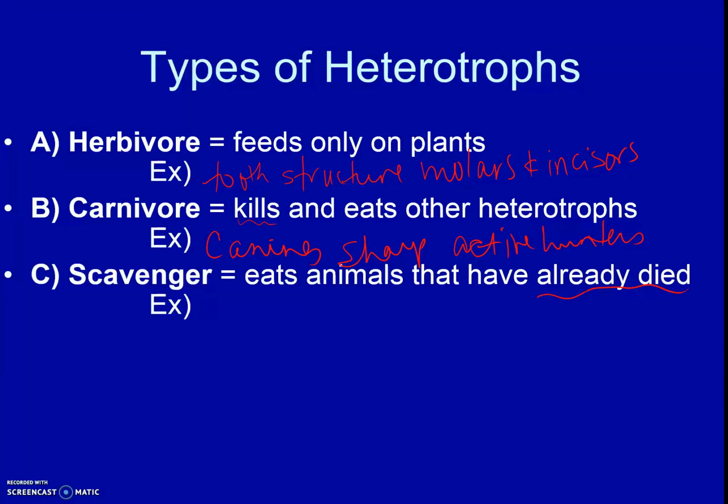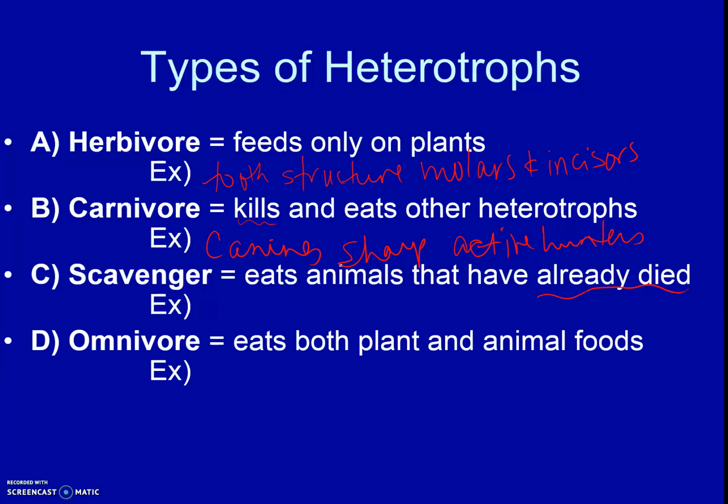Next, we have omnivores. This is where we come in. We are omnivores. And the Latin term omni means all. So we are an omnivore. We eat everything. We eat both plant and animal foods. And because of this, we have all tooth types.